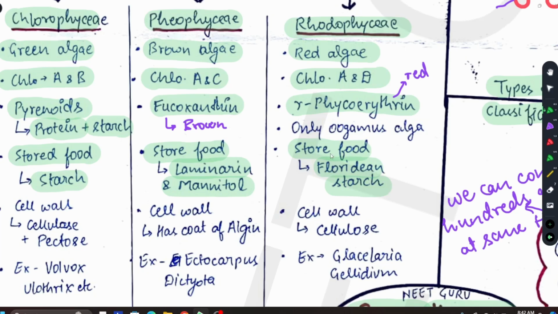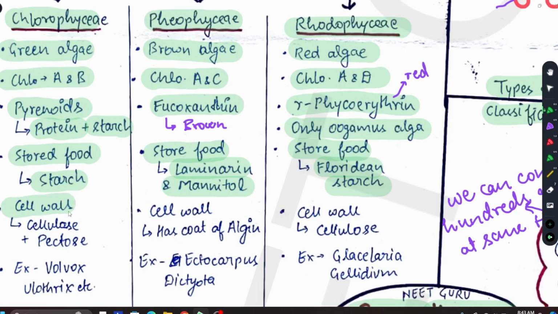Now, coming to reproduction, in Chlorophyceae and Phaeophyceae you can see different types of gametes. They can be isogamous, anisogamous, oogamous, all types of gametes. However, in Rhodophyceae, only oogamous type of gametes you can see.